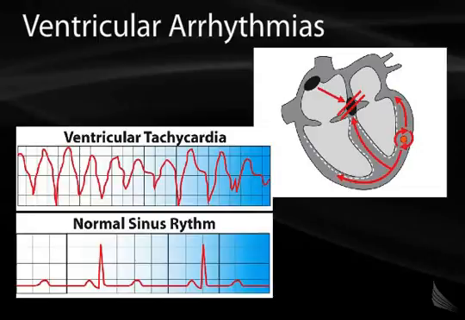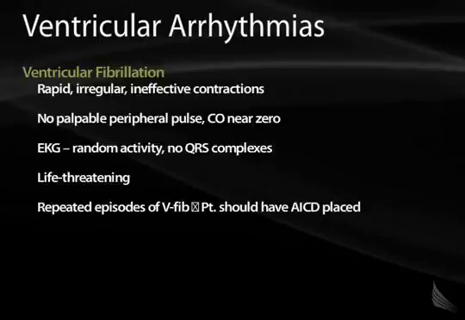The top rhythm strip shows ventricular tachycardia. It's usually a regular, wide tachycardia. On the bottom, you can see normal sinus rhythm following electrocardioversion.